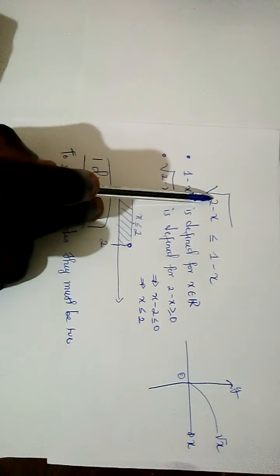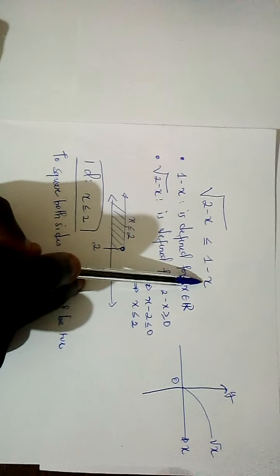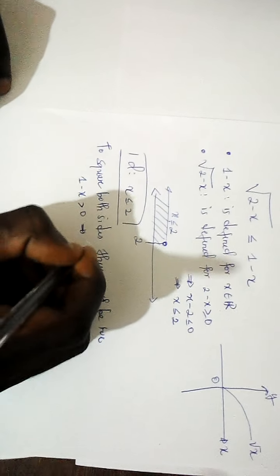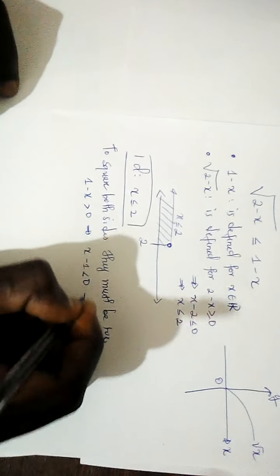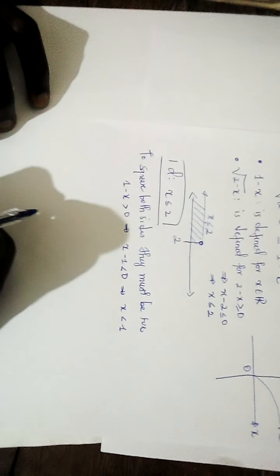Now, since the square root function is already always positive, we just need 1 minus x to be positive for us to square. So it means 1 minus x is greater than 0, meaning that x minus 1 is less than 0, meaning that x is less than 1. So that's a condition for us to square both sides.